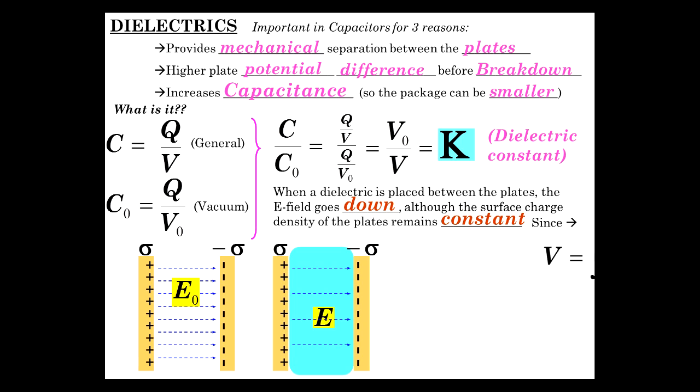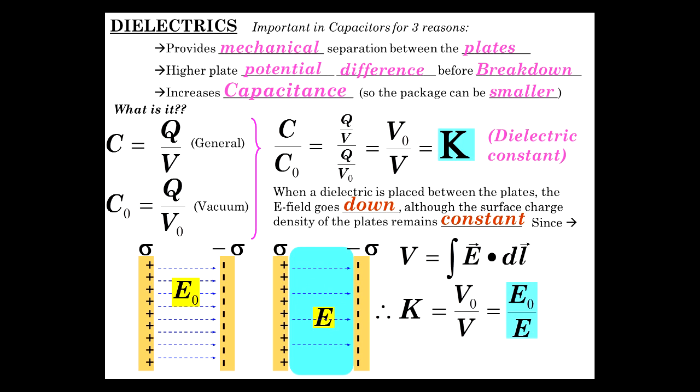Okay, well, given that is true, V across those two plates, integral of E dot dl, obviously that went down. So K, the dielectric constant, is V0 over V. V0 is what it was over here based on this electric field. The new V is based on this electric field. They're proportional, so it's E0 over E. So that's the dielectric constant of what you put in there. Basically, by what factor did it reduce the electric field? And that factor is the dielectric constant.